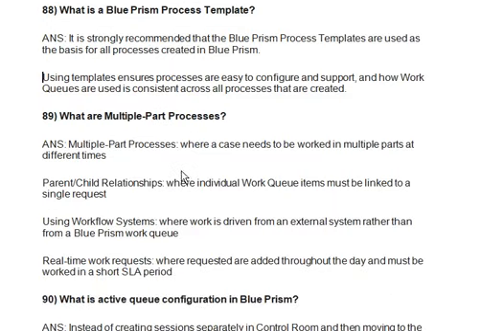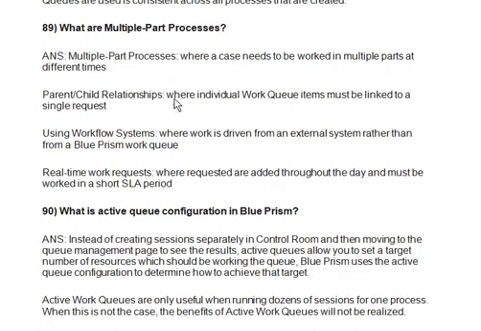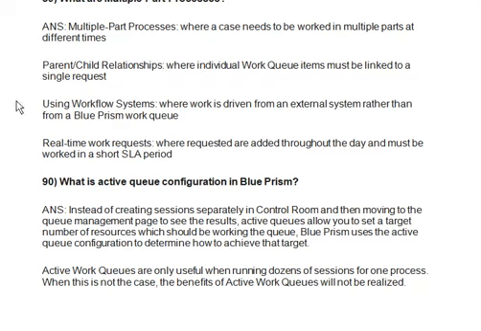What are multiple part processes? Multiple part processes are where a case needs to be worked in multiple parts at different times. Parent and child relationship is one type of multiple part process, where individual work queue items must be linked to a single request. The second is workflow system, where the work is driven by an external system rather than a queue. And the third one is real-time work requests, which are added throughout the day and must be worked within a short service level agreement period.